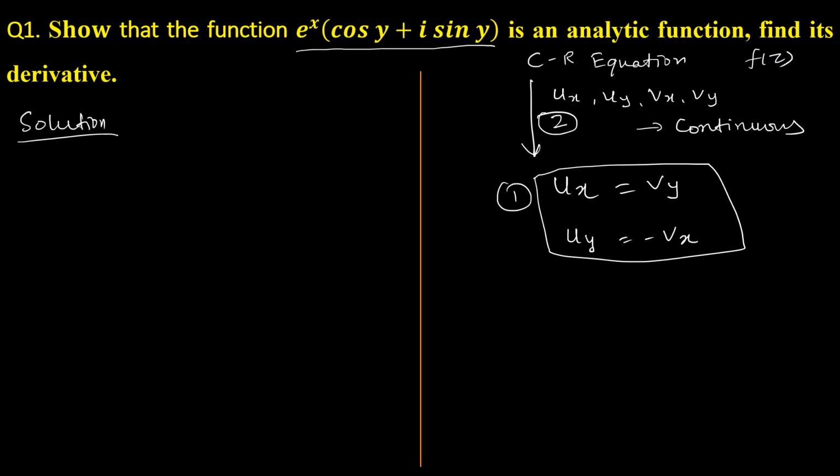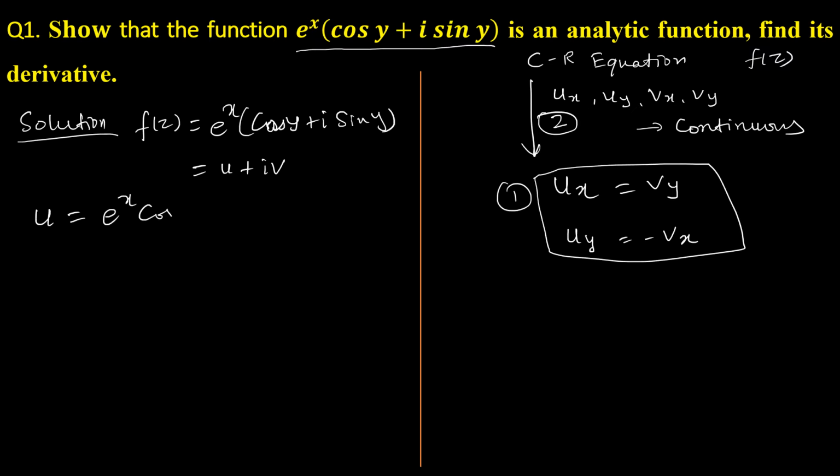We have given here f(z), where z is equal to x plus iy. It is e to the power x (cos y plus i sin y). So what we can write here, f(z) is equal to, as we know, u plus iv. So by comparing the real and imaginary parts, what we get, u is equal to e to the power x cos y and v is equal to e to the power x sin y.